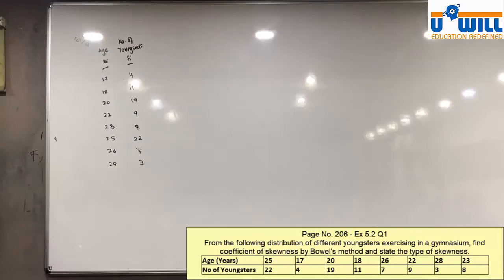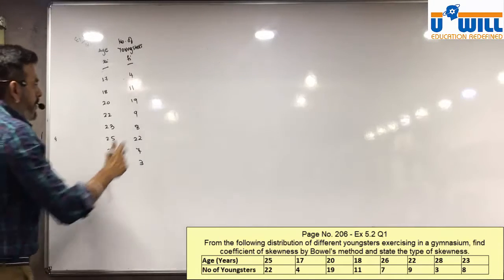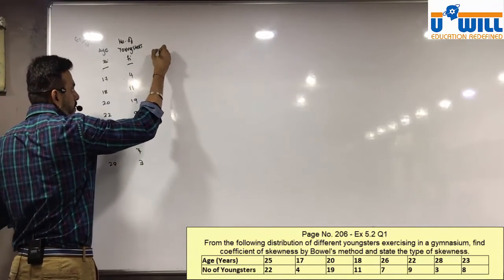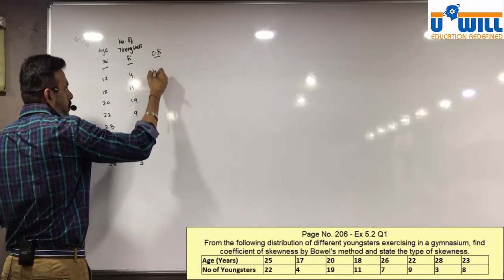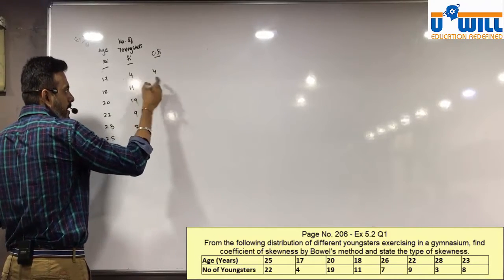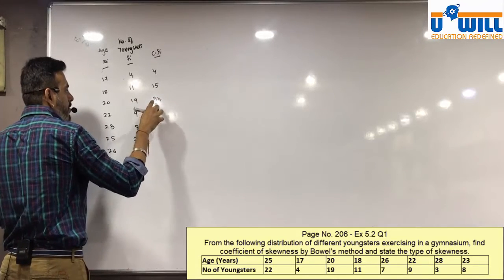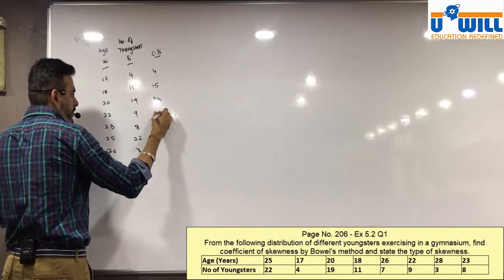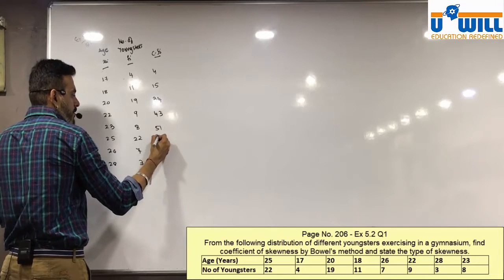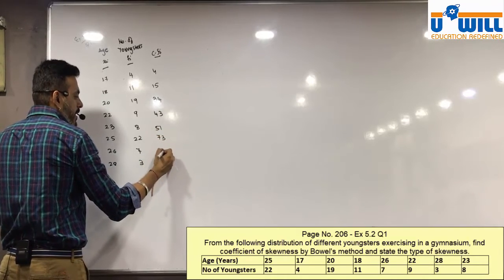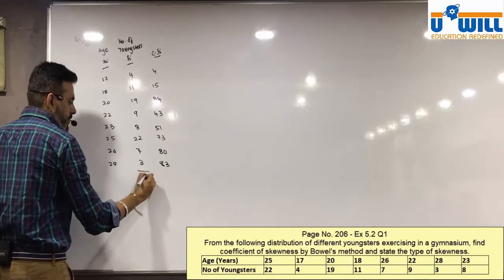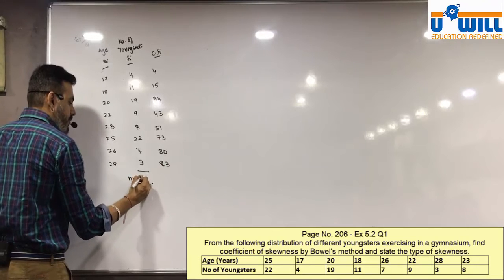That's it. Let's find the cumulative frequency. 4, and 11, 15, 15 and 19, 34, 34 and 9 is 43, 51, 73, 80 and 83. Let's check. N is equal to 83.